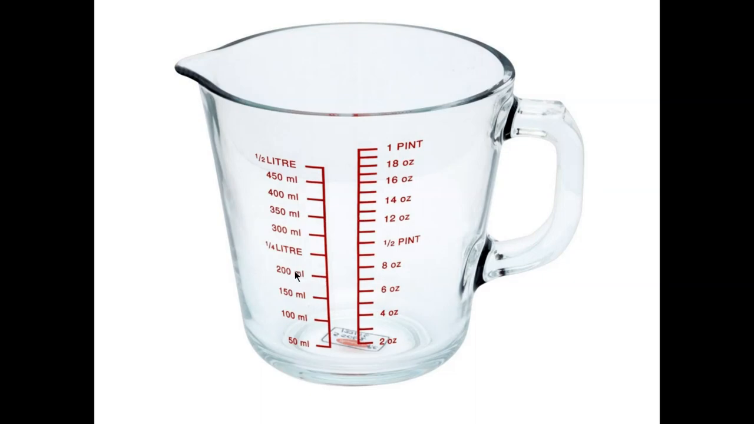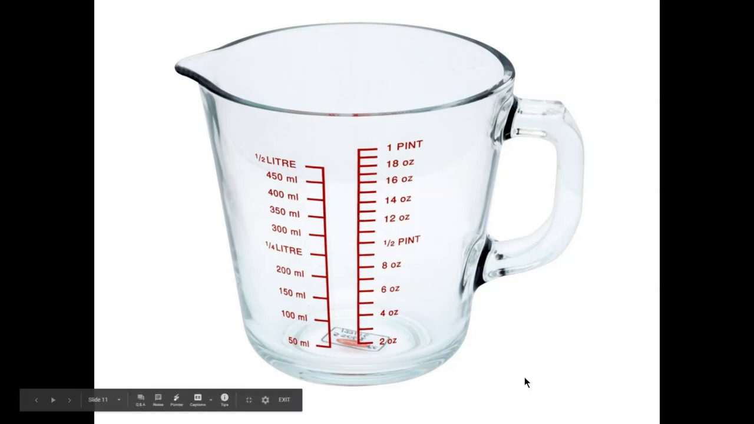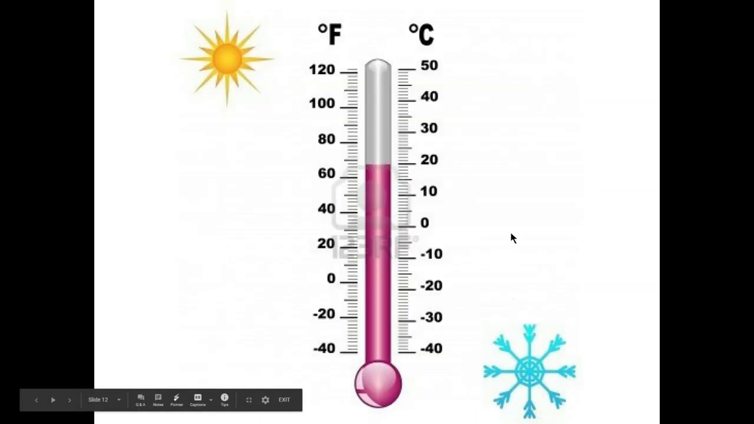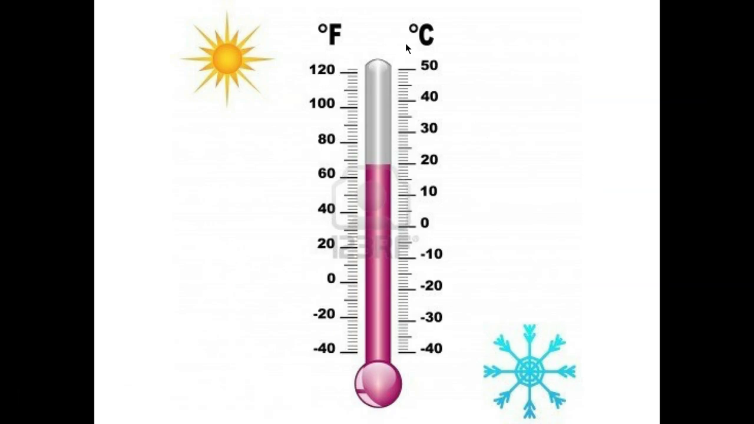So 50 more than 200 is 250 millilitres. So 1/4 of a litre is 250 millilitres. All the way up, 450, and another 50 would take us to 500, and that's the same as half a litre. A thermometer. We've got a thermometer working in two scales here, degrees Fahrenheit, degrees Celsius.